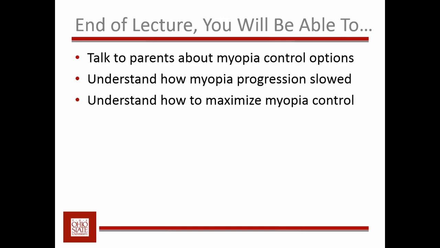We want you to understand a little bit about how myopia progression is slowed, because then you can take that information and put it into effect in your own clinics. So if we know some ideas about how we might actually optimize myopia control, you can try and put them into effect and see what you can do for your patients. And we want you to understand how to maximize myopia control, and you can do that by knowing a little bit more about how the progression is slowed. So that's what we hope to be able to do today, and I hope you take that away from this.